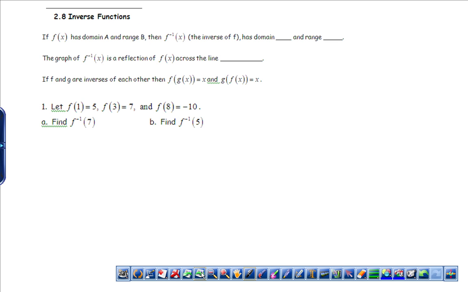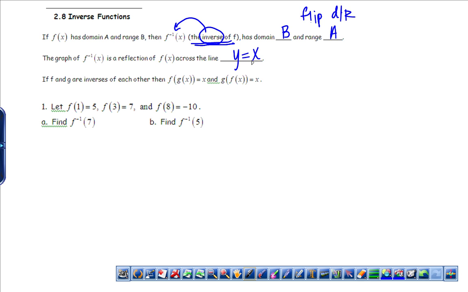Let's look at inverses, which I've already kind of talked about. If f of x has a domain a and a range b, then f raised to the negative 1 means the inverse of f. Anytime you see a negative 1, it means inverse. It has a domain of b and a range of a. So basically, you're flipping your domain and range. The graph of your inverse is a reflection of f of x across y equals x.